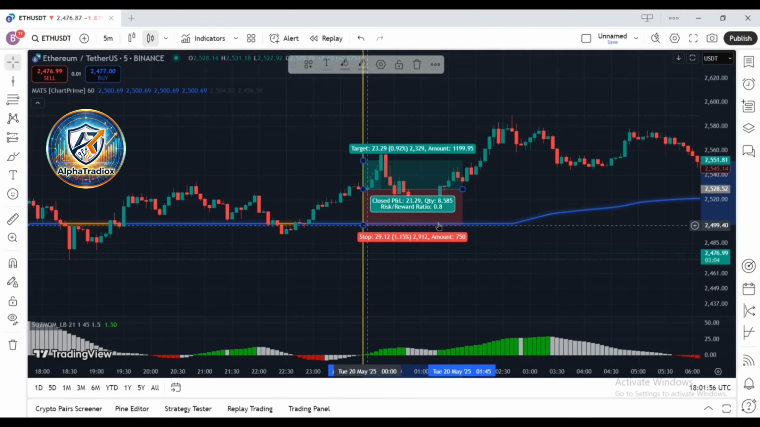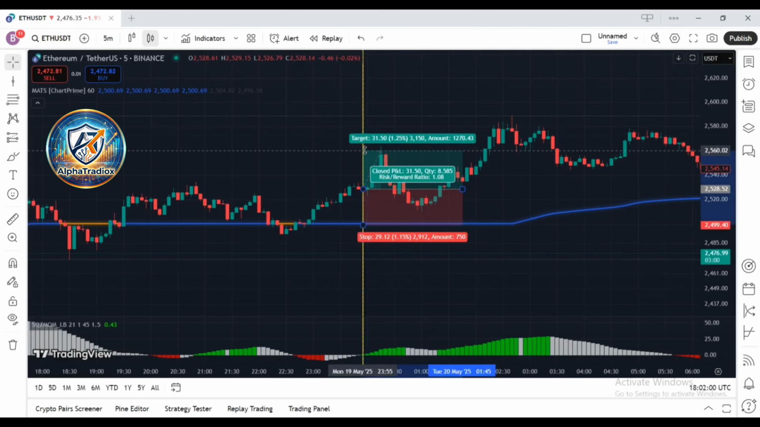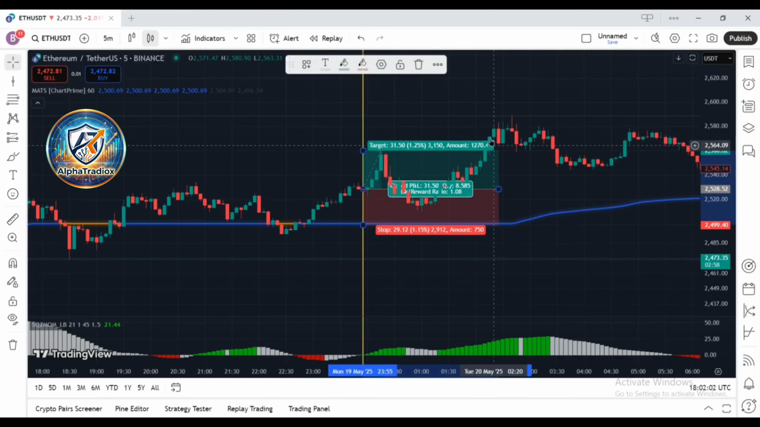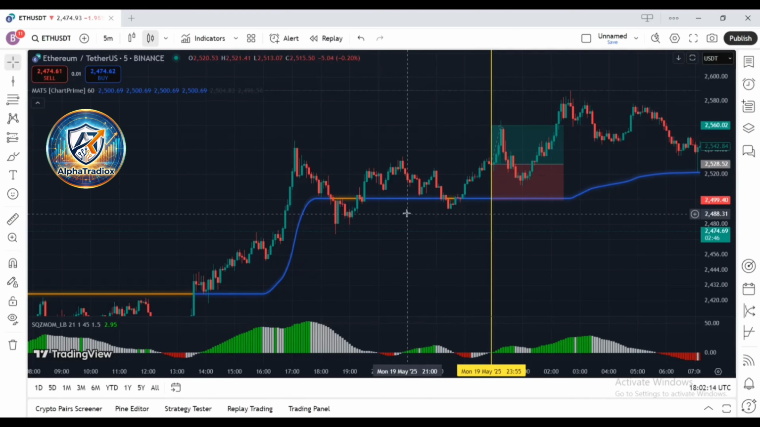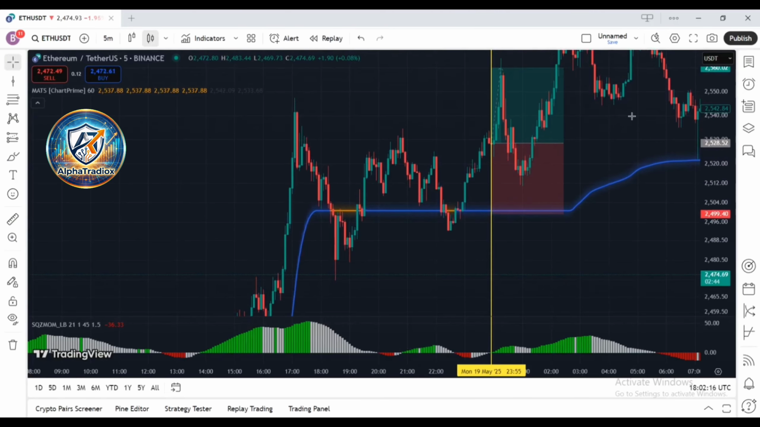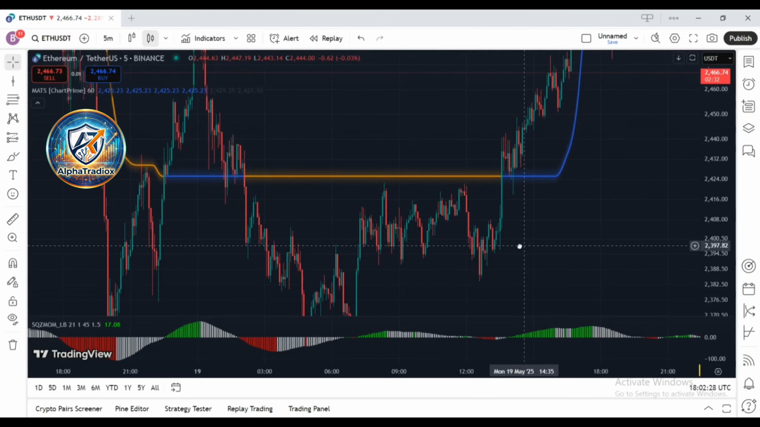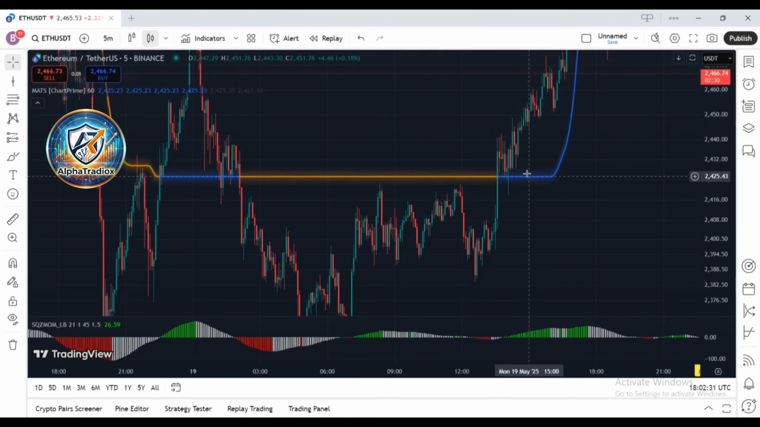Take a look at this candle. It's enough to place our stop loss below the blue line and open our 1:1 trade. As you can see, our 1:1 trade hit profit. We can take several trades per day with this strategy, even though it has a high win rate.